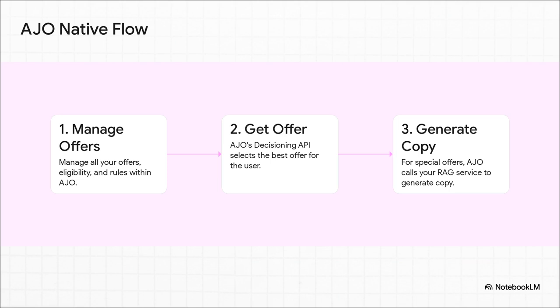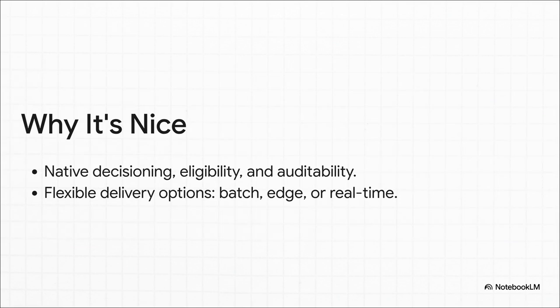But, and this is where it gets cool, for those moments that require true one-to-one messaging, it just treats your RAG service as a custom offer source, calling on it to generate a completely unique message for that specific person. The big wins here are the native power of AJO's decisioning. You get built-in audit trails, eligibility rules, the whole shebang. Plus, you get incredible flexibility with how you deliver, with options for batch, edge, or real-time sends, all depending on your campaign needs.